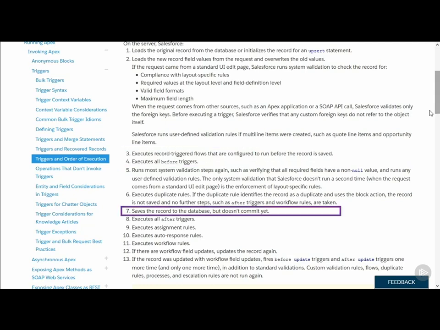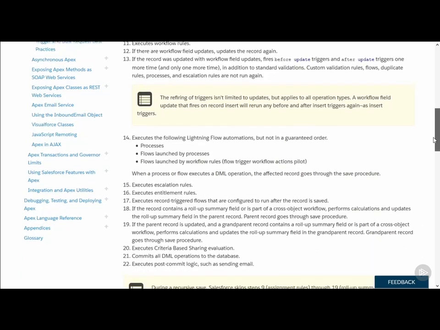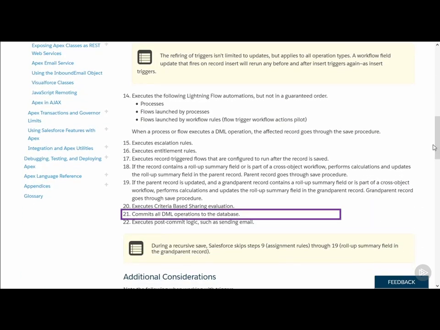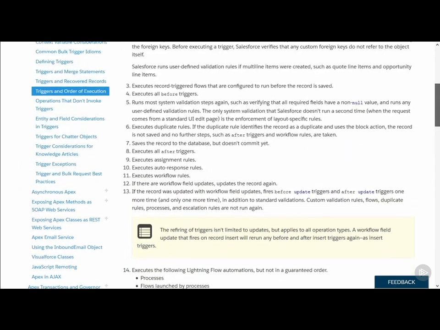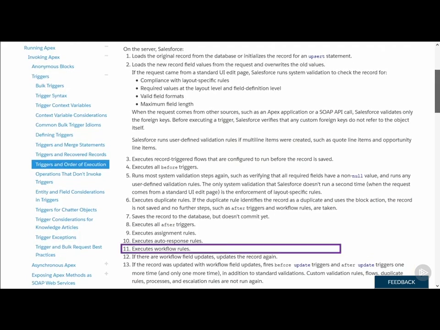Look at step 7. The record gets saved to the database but doesn't fully commit yet. In other words, in a record insert, the record might receive a unique ID on the ID field from the database, but because the transaction is not over, the ID doesn't fully exist yet. Or, in an update, fields have received new values coming from earlier in the transaction, but none of those new values are final yet. It isn't until step 21 that data manipulation language, or DML, operations are finally committed to the database. The finalization of changes occurs after lots of other potential steps, including workflows at step 11 and flows at step 14.